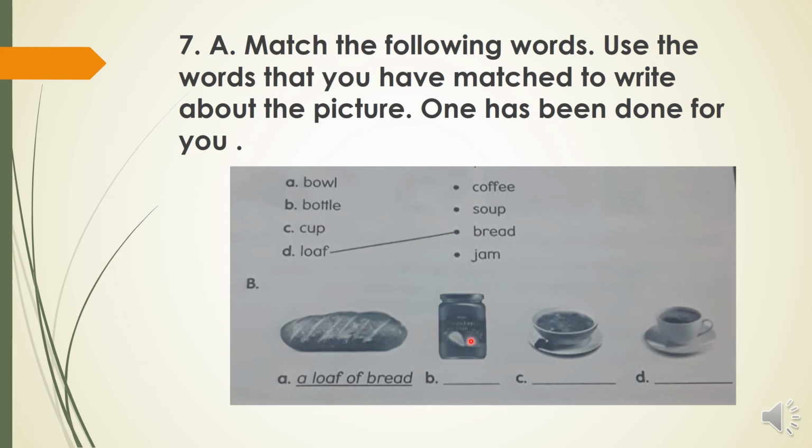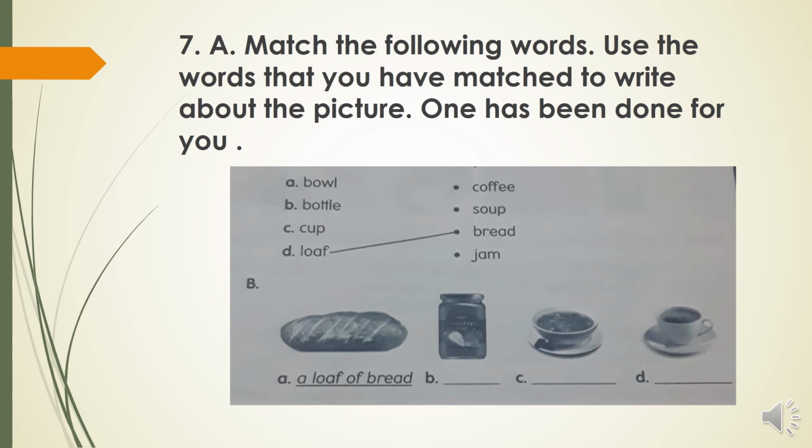So the pictures are given below. You have to fill it up. So a loaf of bread is here. And it's written for you. Similarly, do the next one. What is the next picture? Yes, jam. So what you have to match for jam? Yes, a bottle of jam. So write a bottle of jam here. Likewise, do the C and D part. Is it clear, children? Yes.